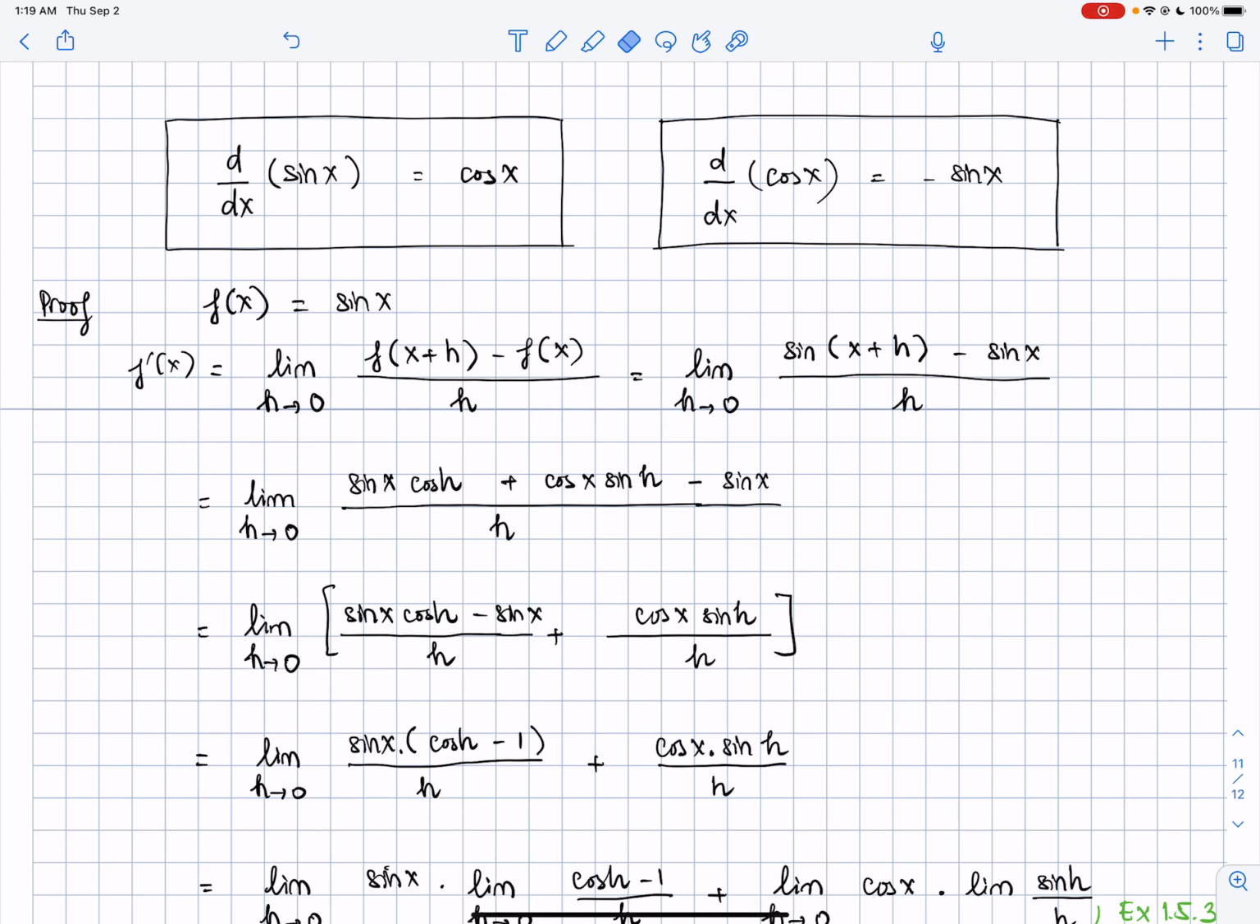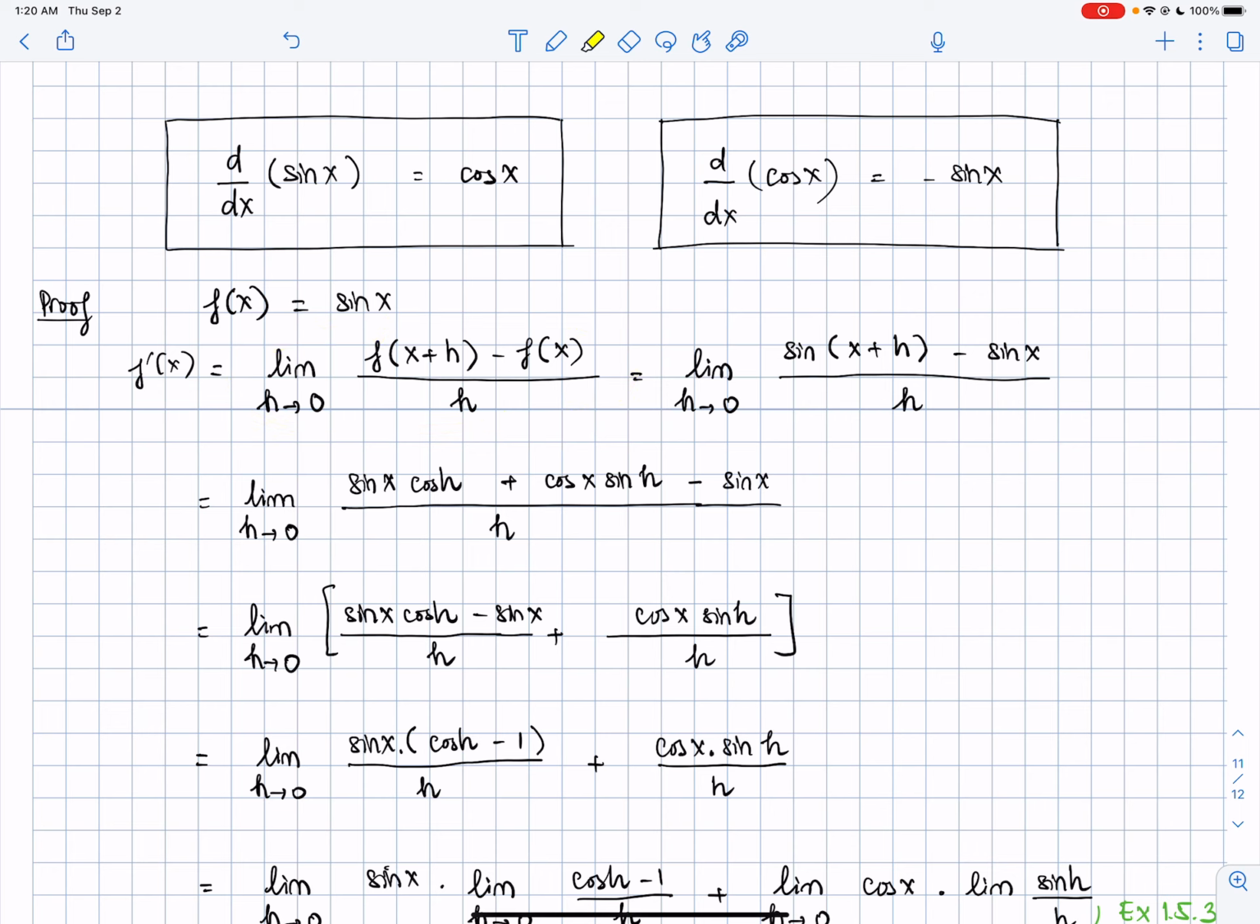So we have two formulas we learned, and we want to do the proof, so let's pick one to prove. Assume that we have the function f of x equal to sine of x. So we want to find the derivative of sine of x. By definition, the derivative is the limit of f of x plus h minus f of x, divided by h, when h approaches 0.